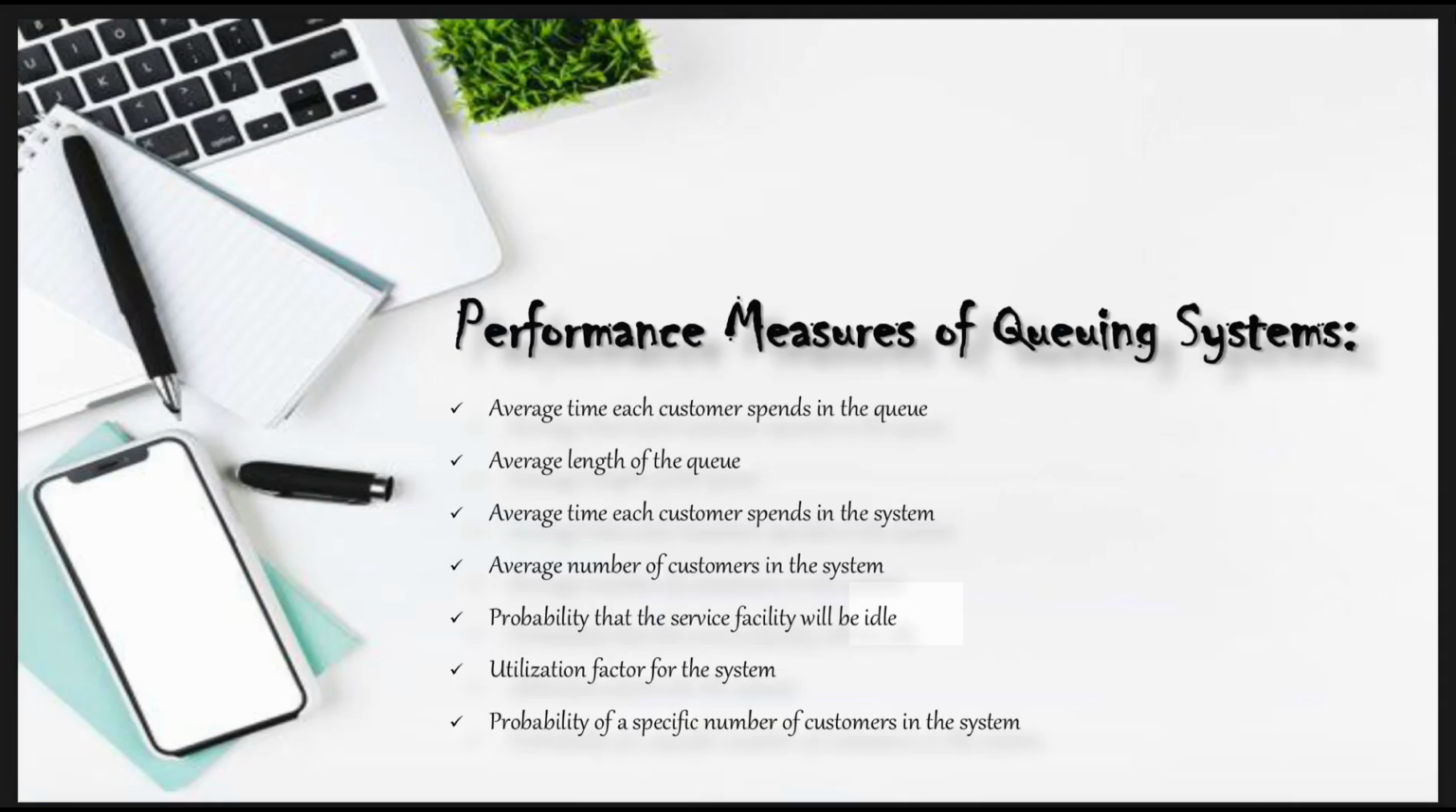So, what are the performance measures of a queuing system? We have 7 performance measures. These are average time each customer spends in the queue, average length of the queue, average time each customer spends in the system, average number of customers in the system, probability that the service facility will be idle, utilization factor for the system, and last, probability of a specific number of customers in the system. So these 7 performance measures have their own formulas.